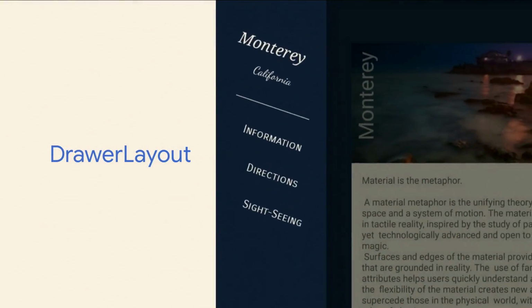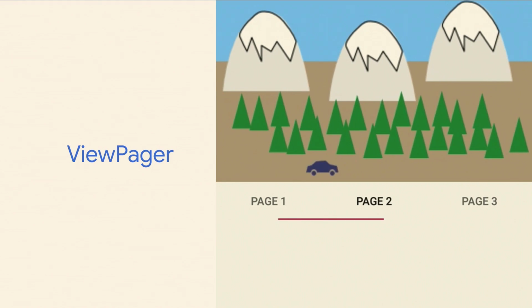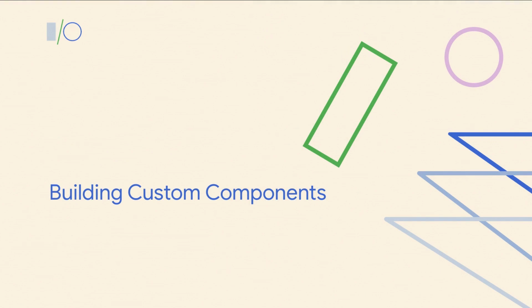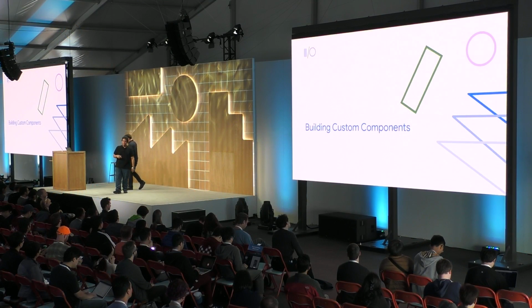In a very similar pattern, you can go crazy with a drawer layout. Or you can make a view pager a little more fancy. Pardon my design skills. And you can use motion layout in a lot of different ways. So one of the ways I wanted to highlight today is building custom components. This actually came from someone asking about, can I do this? And it's like, yeah, of course you can.